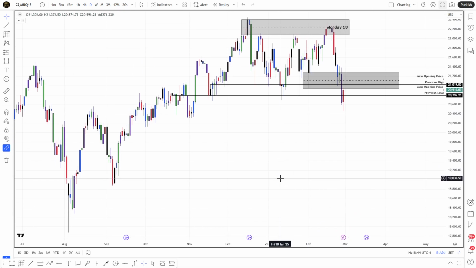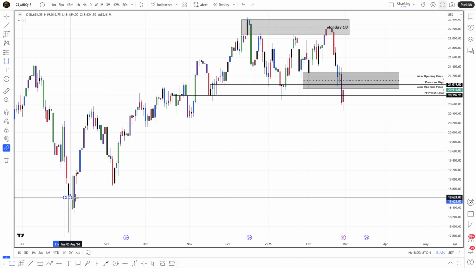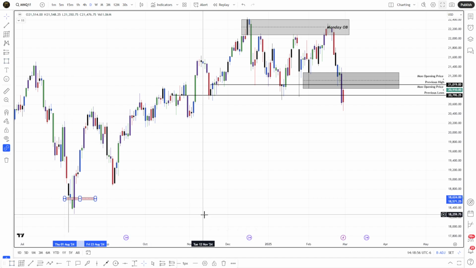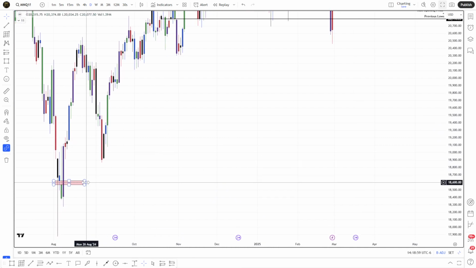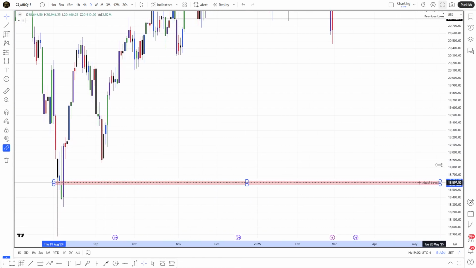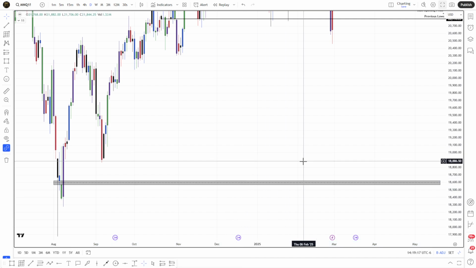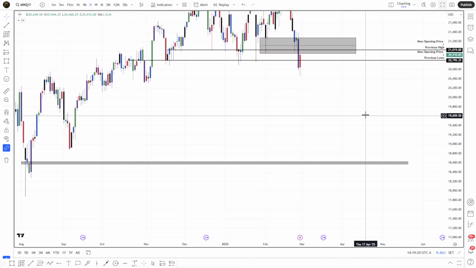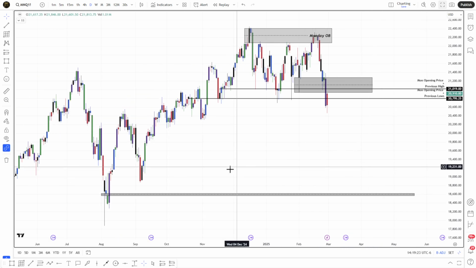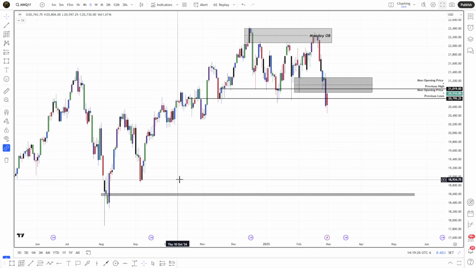I'm going to highlight this because I still believe that this is an imbalance that price is going to be drawn to. And this imbalance right here all the way, we'll extend this out in time just to keep that in our current frame of reference. Not sure if it's going to be something that happens this week, but I'm just looking at this as the draw on liquidity.